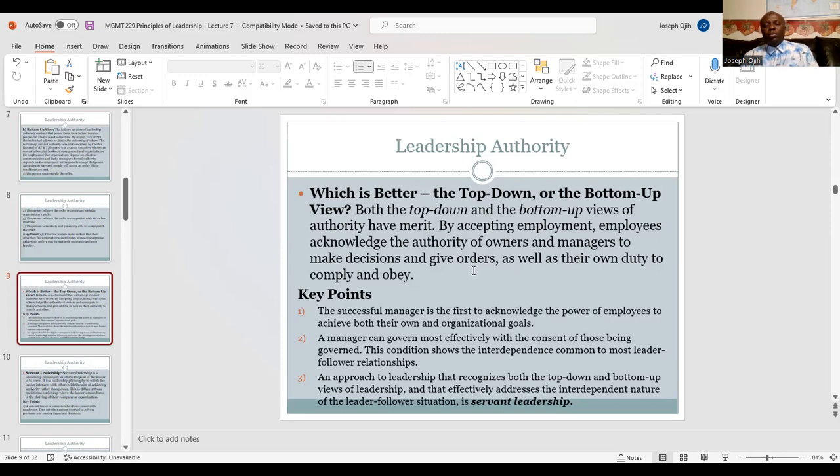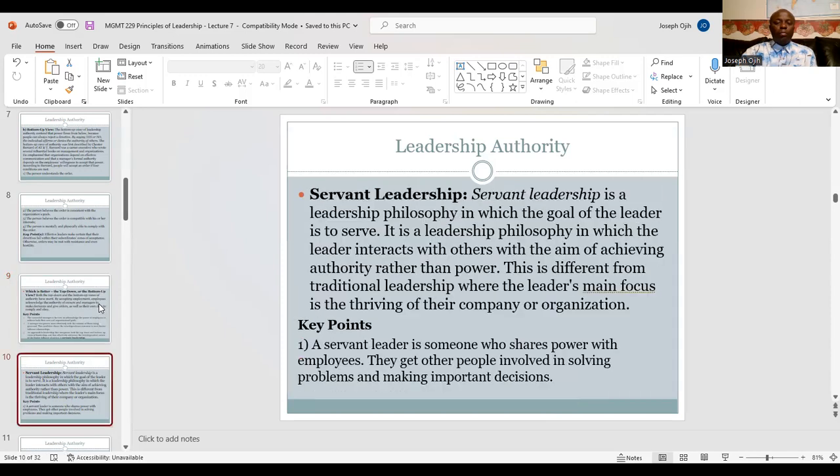Okay. So if you can be a kind of leader that recognizes both the top down and the bottom up views, and if you can effectively address the interdependent nature of the leader follower situation, then you can say that you have adopted the principle of servant leadership. Okay. Now let us take a quick look at that. Servant leadership.